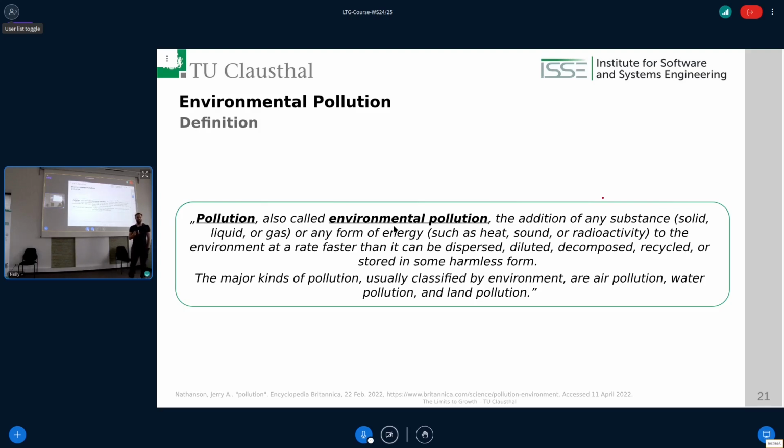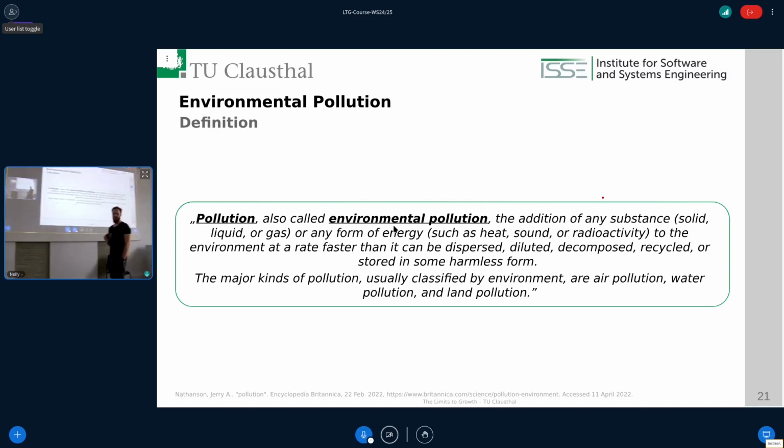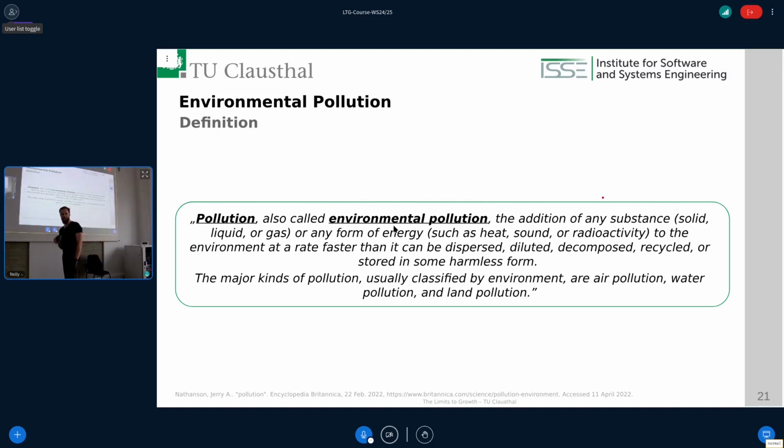Good. Pollution, also called environmental pollution, is the addition of any substance, be it solid, liquid, or gas, or any form of energy, such as heat, sound, or radioactivity, to the environment at a rate faster than it can be dispersed, diluted, decomposed, recycled, or stored in some harmless form. The major kinds of pollution, usually classified by environment, are air pollution, water pollution, and land pollution.